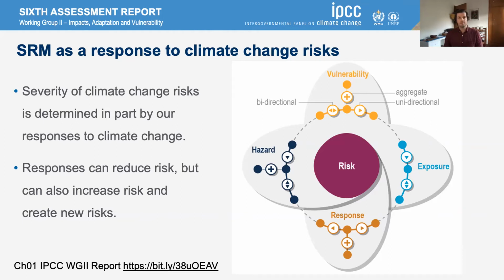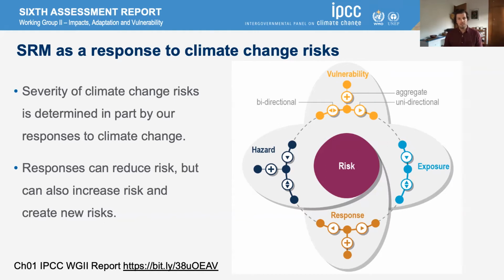Importantly, in the sixth assessment report, the IPCC has updated this risk definition to also include the risk from adaptation and mitigation and other responses to climate change. And so it's clear that the severity of climate change risks is determined in part by how we respond to those risks as a society. And responses can reduce risk, but they can also increase risk or create new risks. For example, large-scale deployment of bioenergy crops or afforestation as a mitigation strategy can actually increase risks for water security, for food security, and for biodiversity.